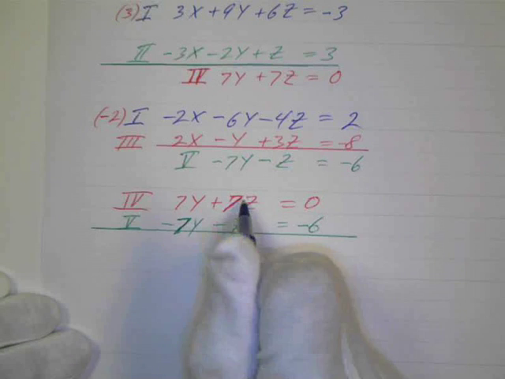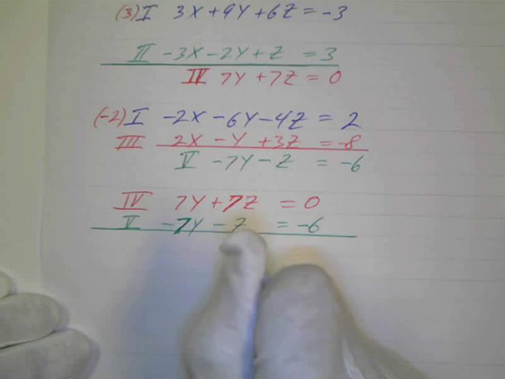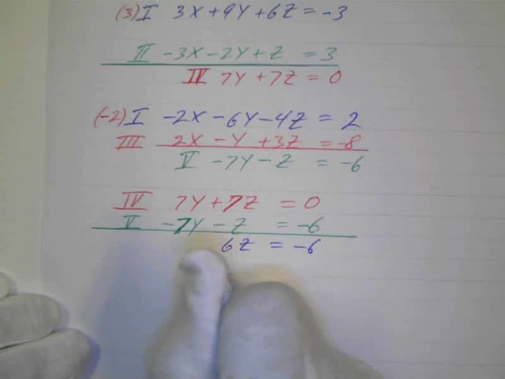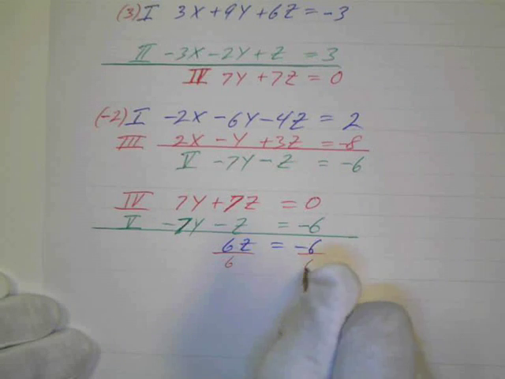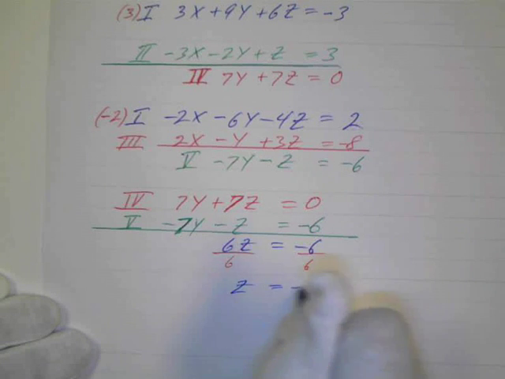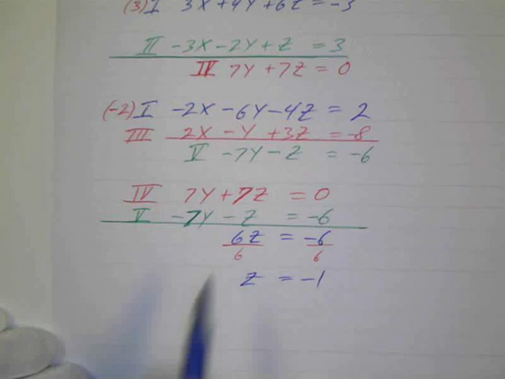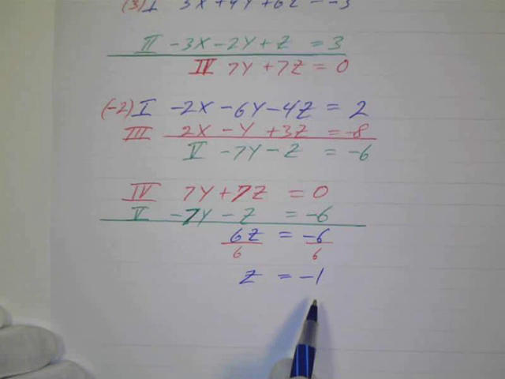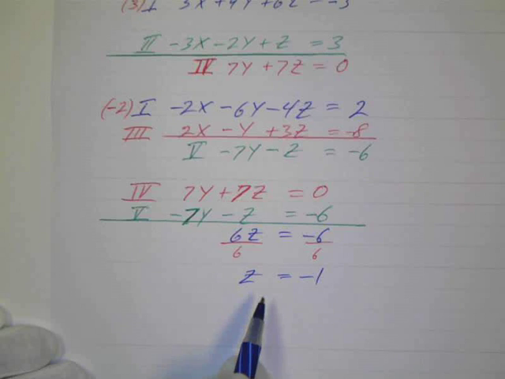But in this case, it works out real easy because when I add these, the y's just zero out, so I have 7 minus 1, so I have 6z equals negative 6. If I divide both sides by 6, I get z equals negative 1.